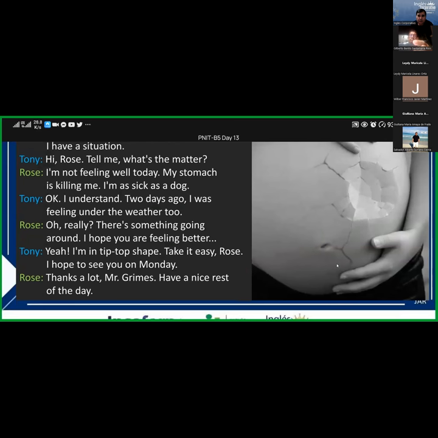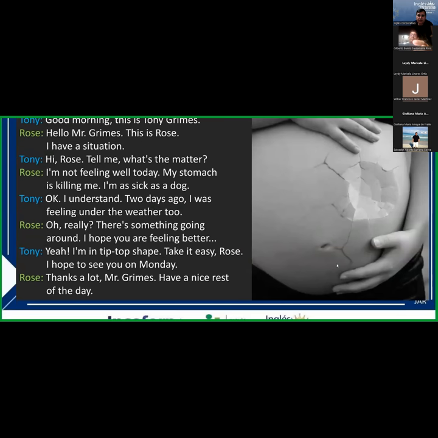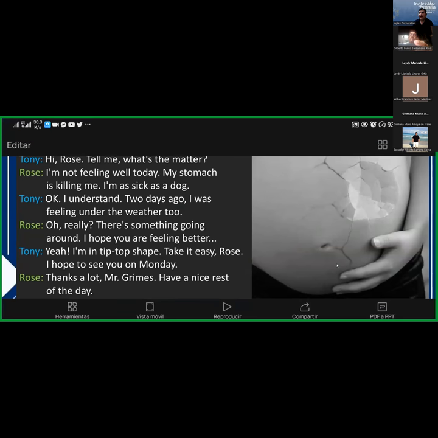He was feeling sick too. To be under the weather, to feel under the weather, is to feel sick. He was feeling sick. Okay. He was feeling under the weather. That is the meaning of he was feeling sick.